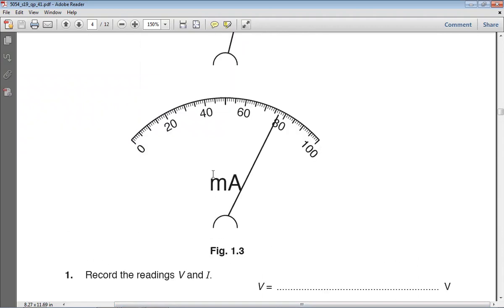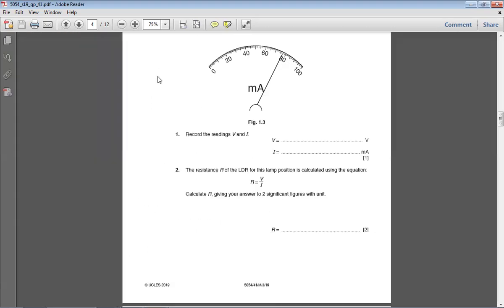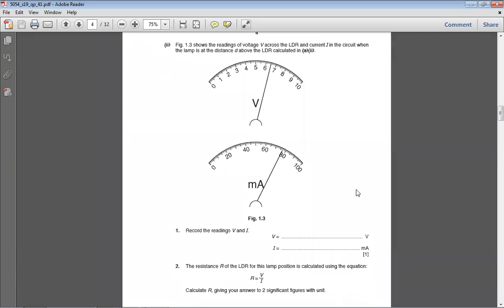Record the readings V and I. If you look at this, it's an ammeter and it's giving the reading in milliampere. So it will be 60, 65, 70, 75, 77. So the reading is 77 milliampere. Let me show you the whole thing. So this is the 77 milliampere.